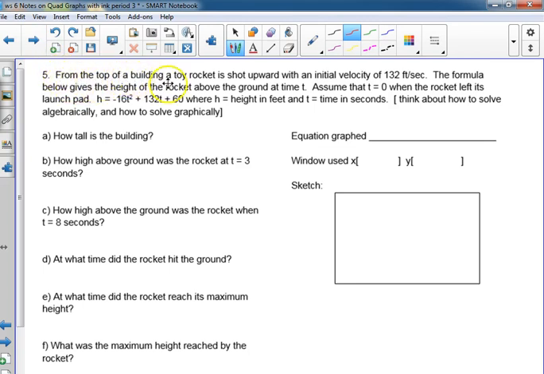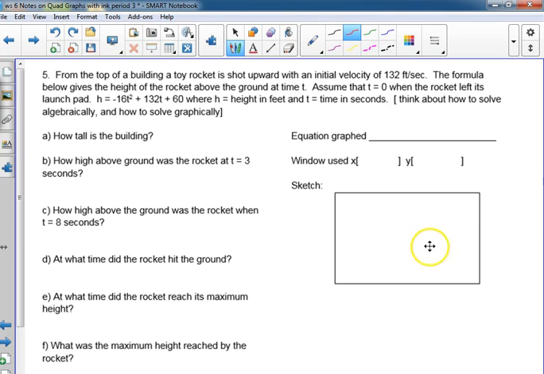From the top of a building, a toy rocket is shot upward with an initial velocity of 132 feet per second. The formula below gives the height of the rocket at time t. Assume t equals 0 when the rocket left its launch pad. And it's talking about height in feet and time in seconds. How tall is the building? It's shot from the top of a building. How do we know that?